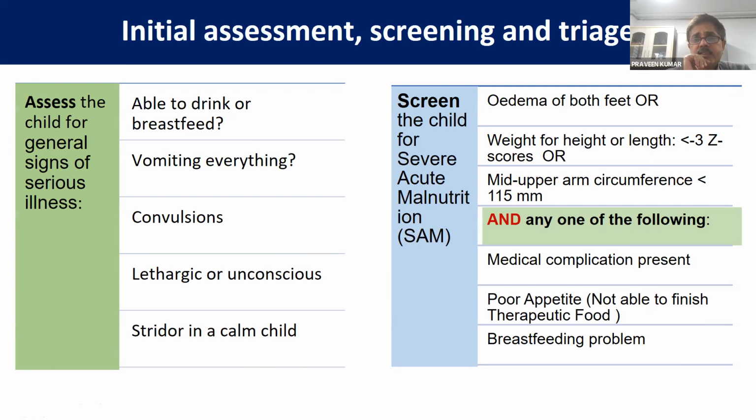Now the second screening is for identification of children with severity. For identification, you have three criteria in children less than 5 years, so 6 months to 59 months. You need to look for edema of both feet. When this edema is due to severe acute malnutrition, it will be pitting type of edema, and it will be bilateral. That's the reason this is both feet.